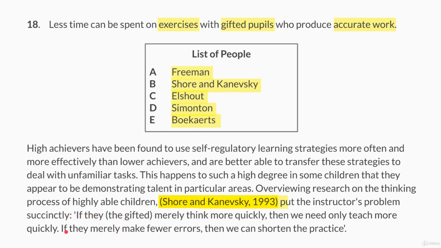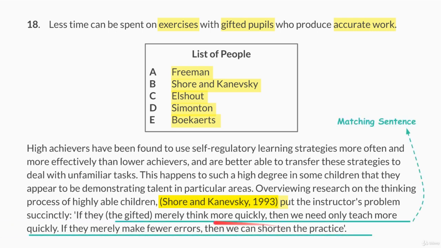So in summary, it's basically saying this: if the gifted children, the gifted pupils, make fewer errors, then we can shorten their practice time. So here, what we see is the matching sentence. We're going to find out which question this answer choice matches up with by reading around this area.